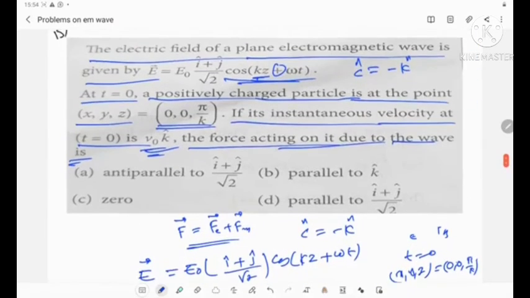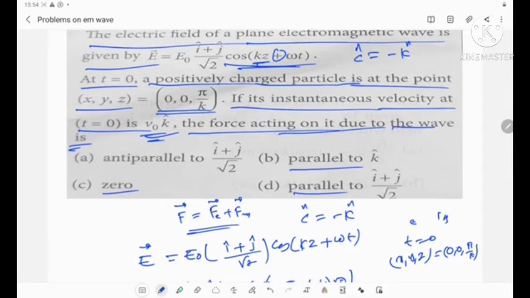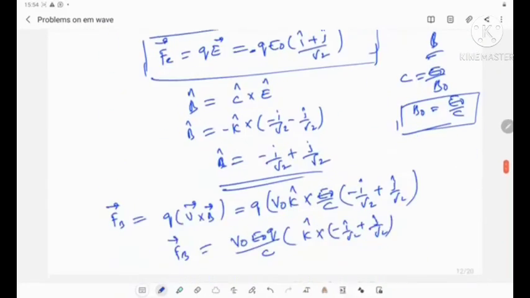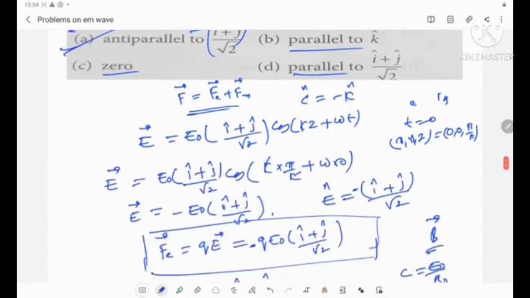See, from the options: anti-parallel to I cap plus j cap by root 2, parallel to k cap, 0, parallel to I cap plus j cap by root 2. Here a minus sign is there. Therefore, anti-parallel means here is minus. Therefore, option A is correct.